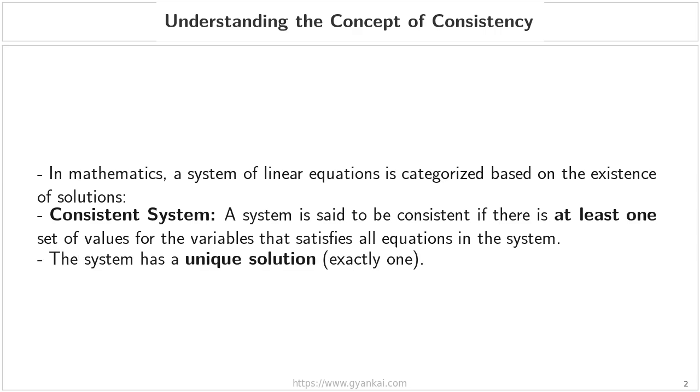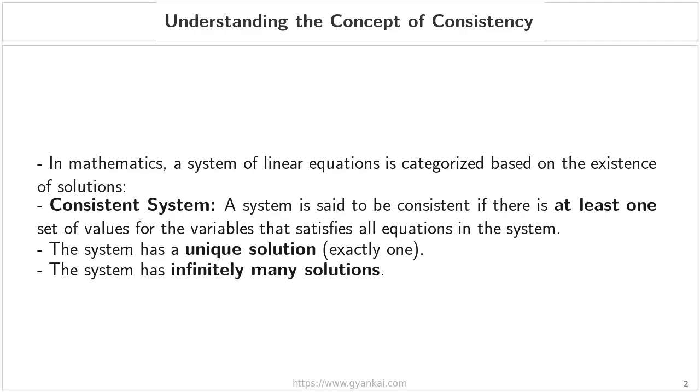The first is when the system has a unique solution, meaning there is exactly one specific value for each variable. The second is when the system has infinitely many solutions, meaning there are endless possible values that work. As long as there's a solution to be found, the system is consistent.